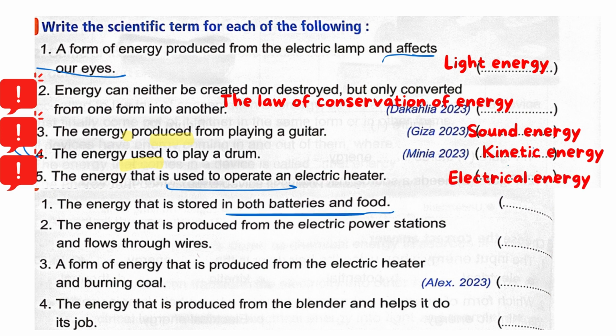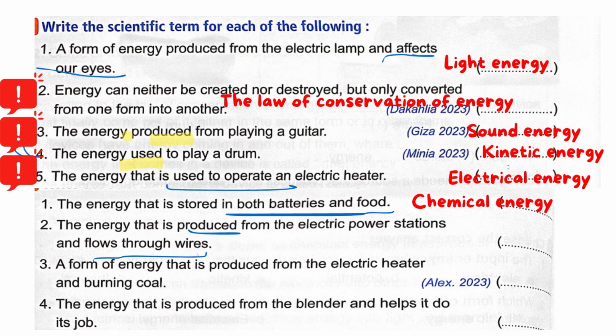Here we have another question: the energy that is stored in both batteries and food. You know, chemical energy. So to sum up the energy stored, we have energy stored in the battery, in the food and in coal. All of them store chemical energy. So let us move to the next question.